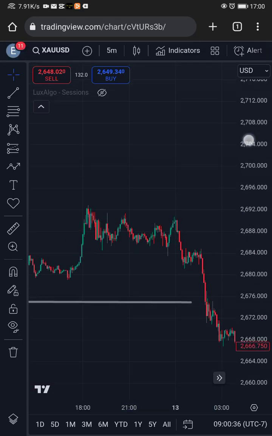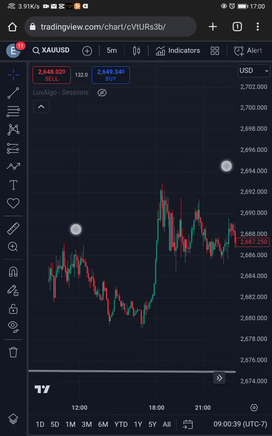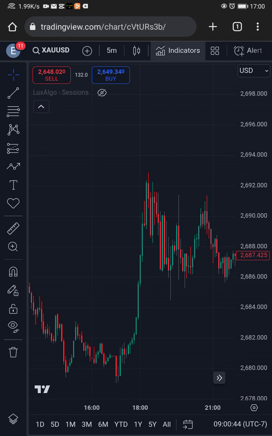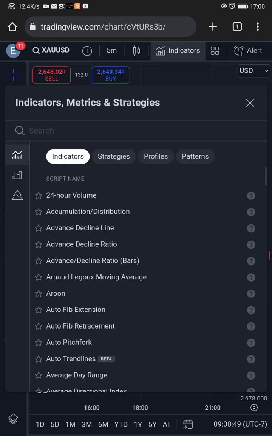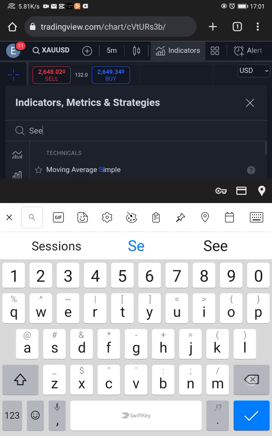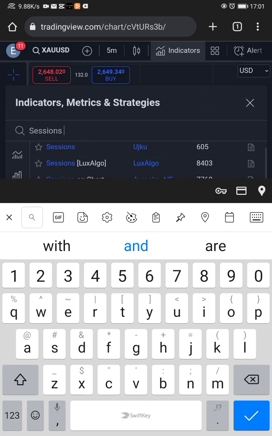I'm going to be making use of the London session indicator. You can go to your indicators, you click on indicator. Once you click on indicator, an interface will appear. Then you type in sessions. Once you type in sessions, you click on it, it will load up. So after everything, you see the one written Sessions by LuxAlgo. That's the one I like using. So you click on it.